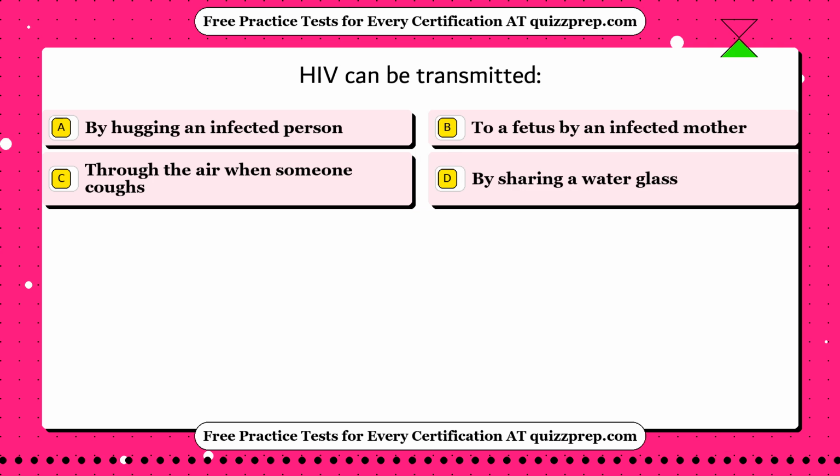Question 49. HIV can be transmitted: Option A, by hugging an infected person. Option B, to a fetus by an infected mother. Option C, through the air when someone coughs. Option D, by sharing a water glass.